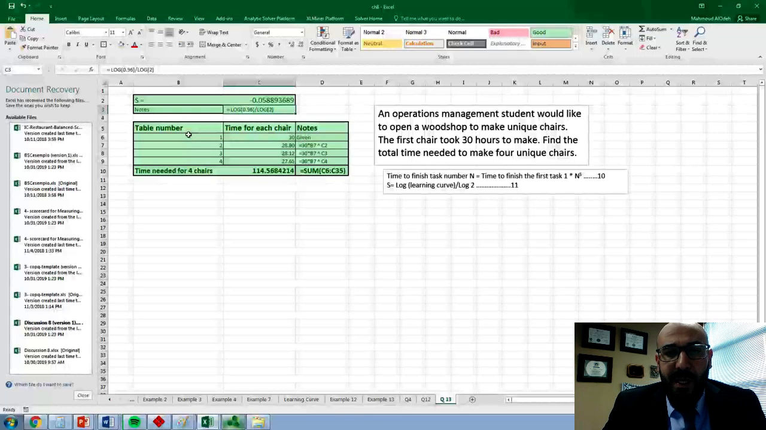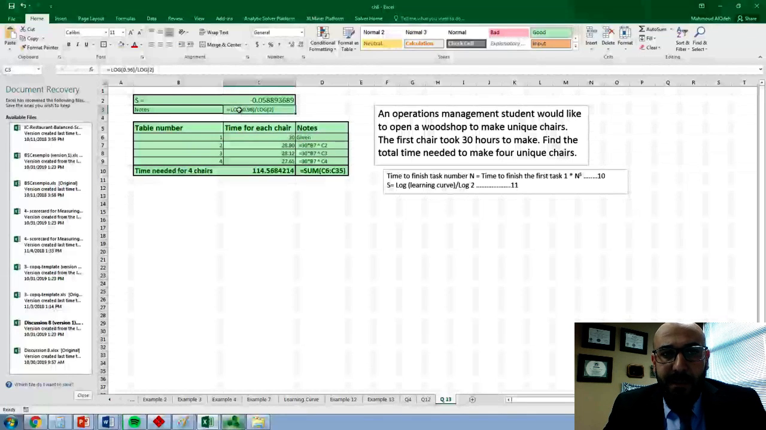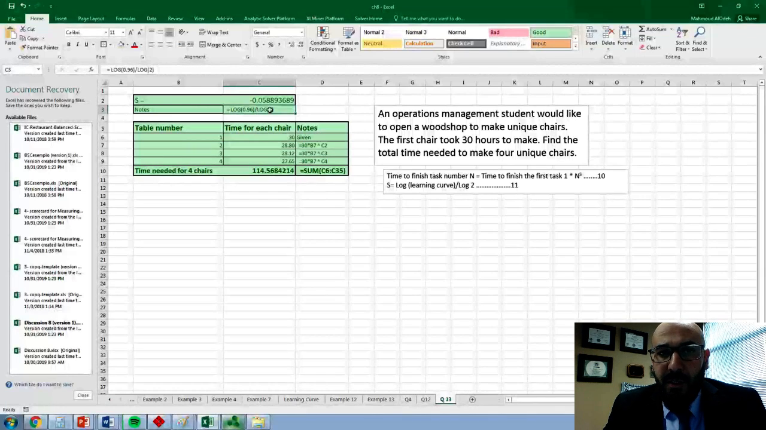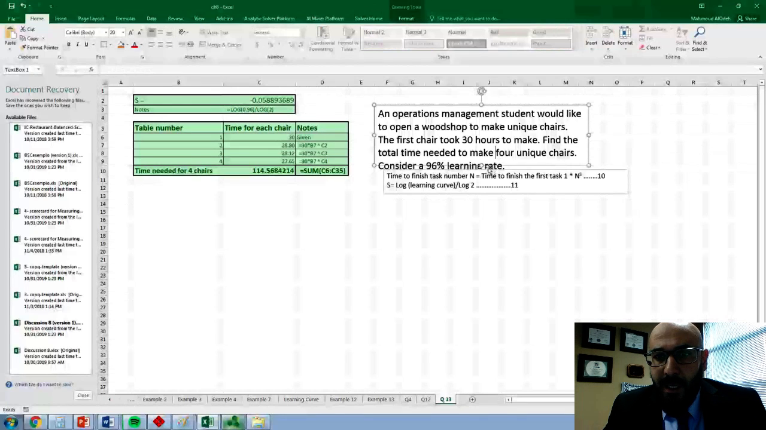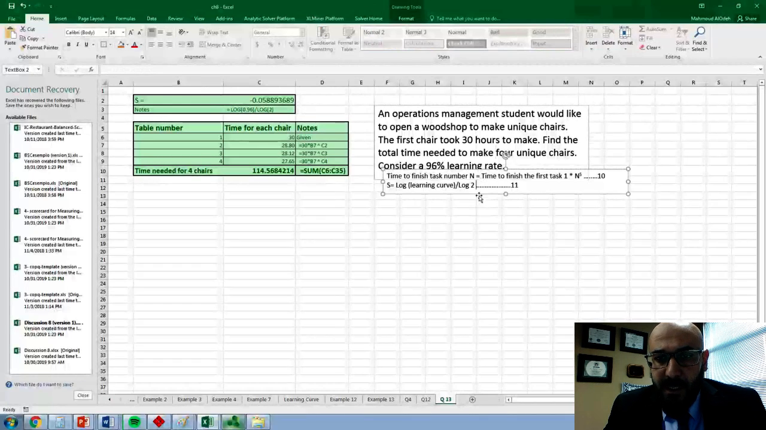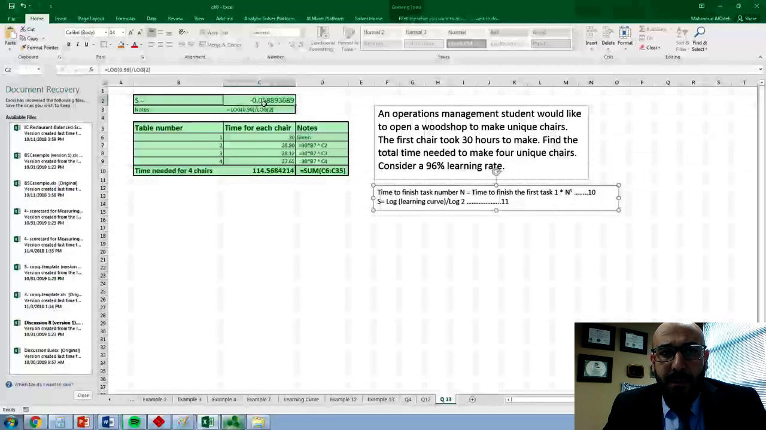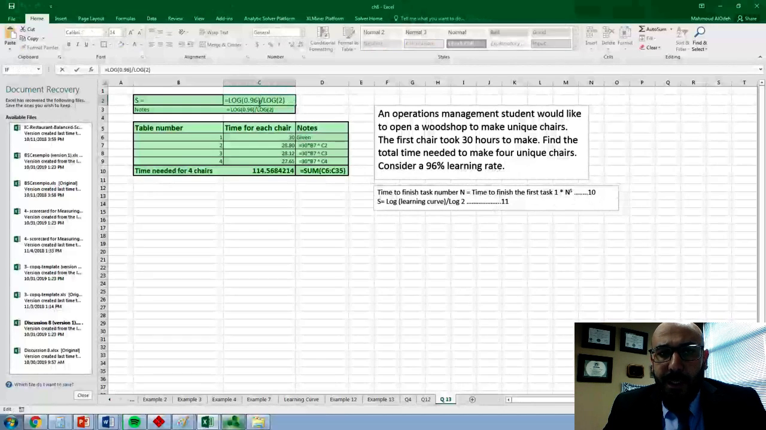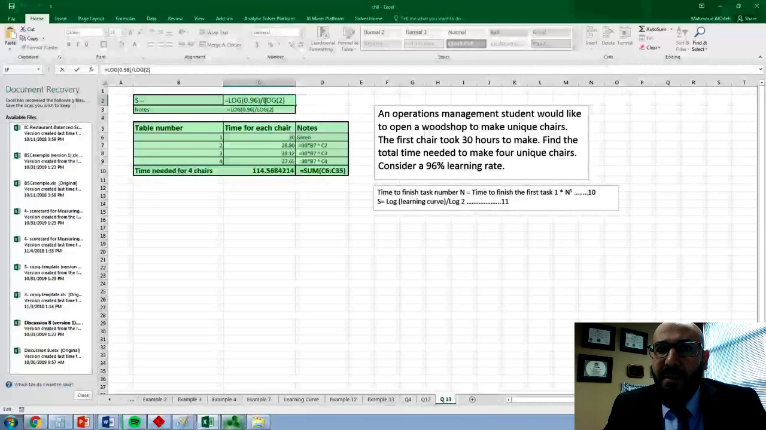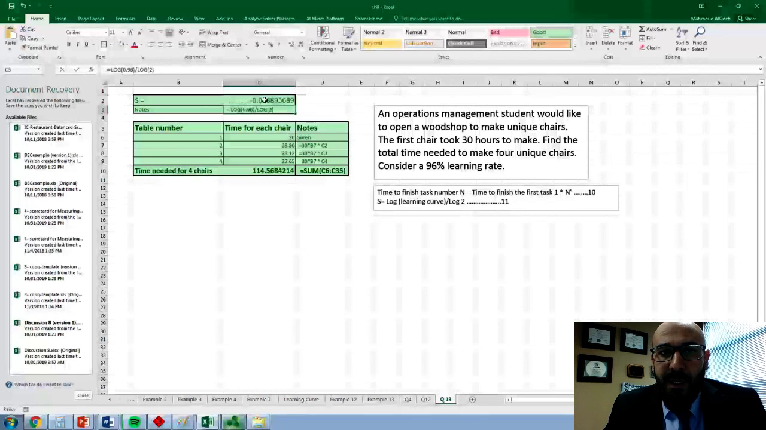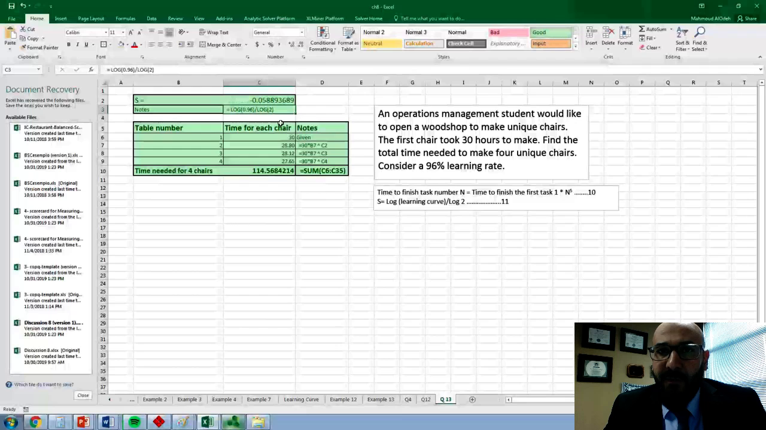So let's start with finding s. S can be calculated by the natural log of 0.96, because we know that the learning curve is 96%. This is given in the question. The natural log of 0.96 divided by the natural log of 2 would give you negative 0.058.